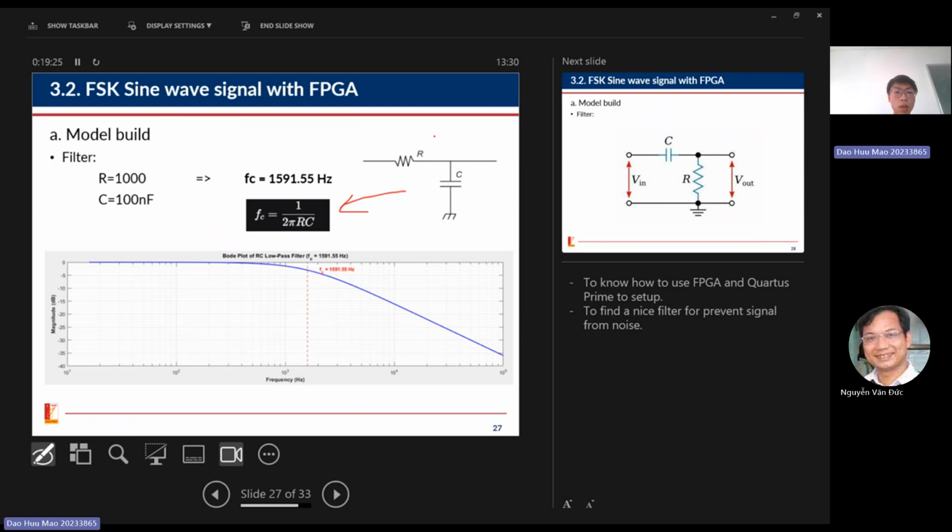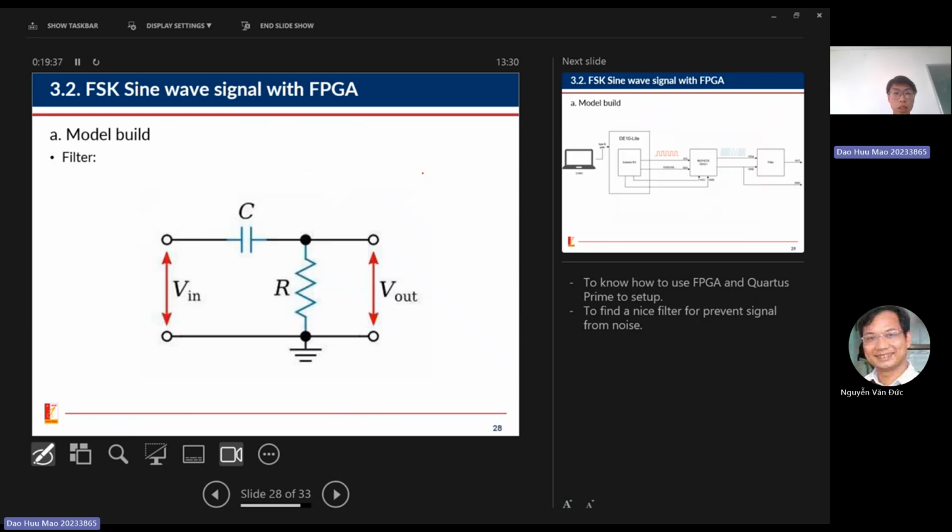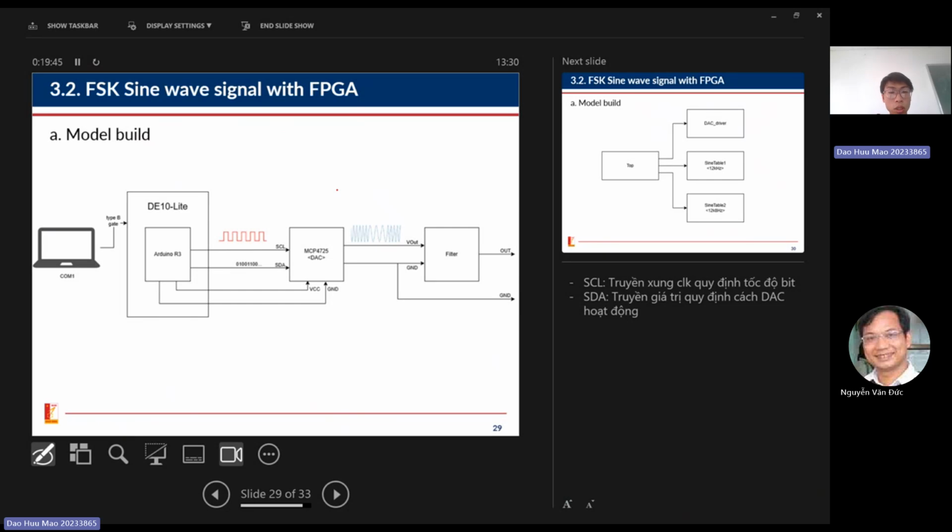Thus, for the low pass filter, we will have this. For the high pass filter, we just need to change the position of R and C. It will be like that. So that's all about our filter.